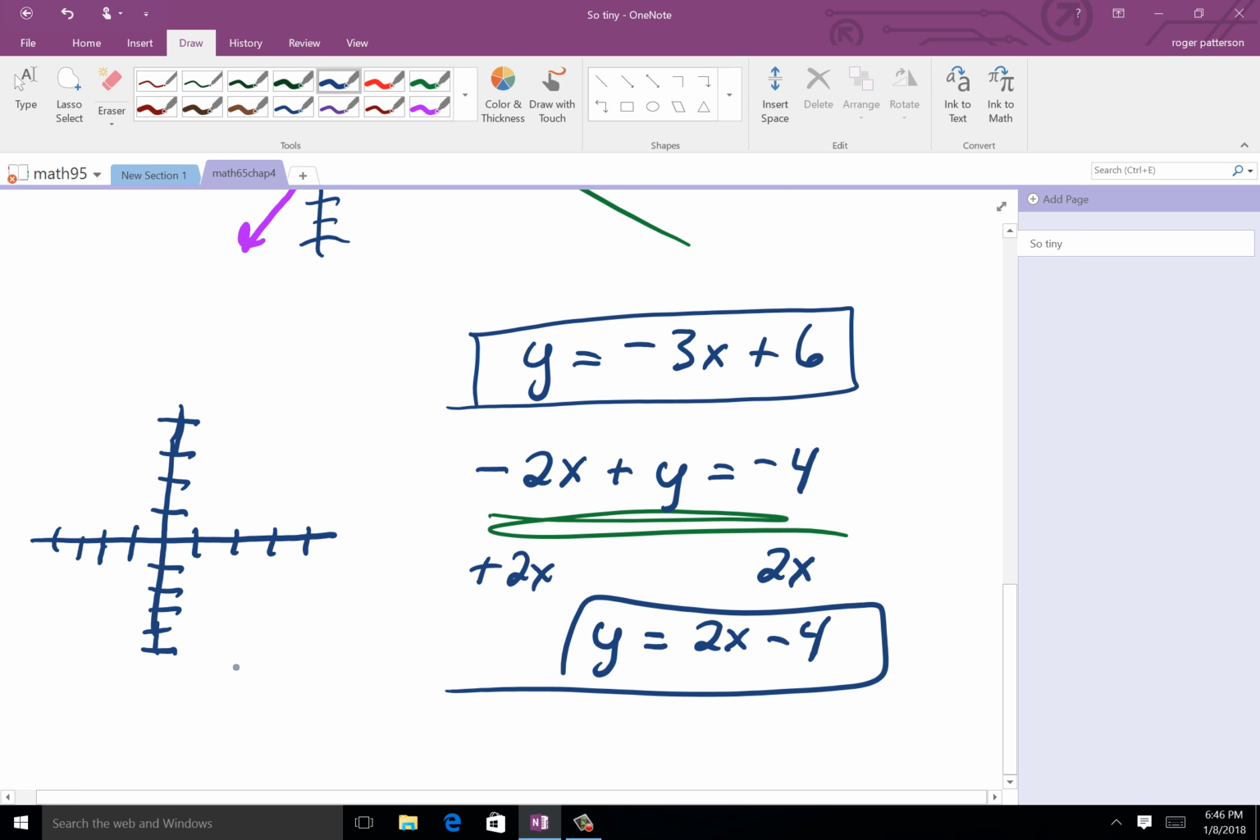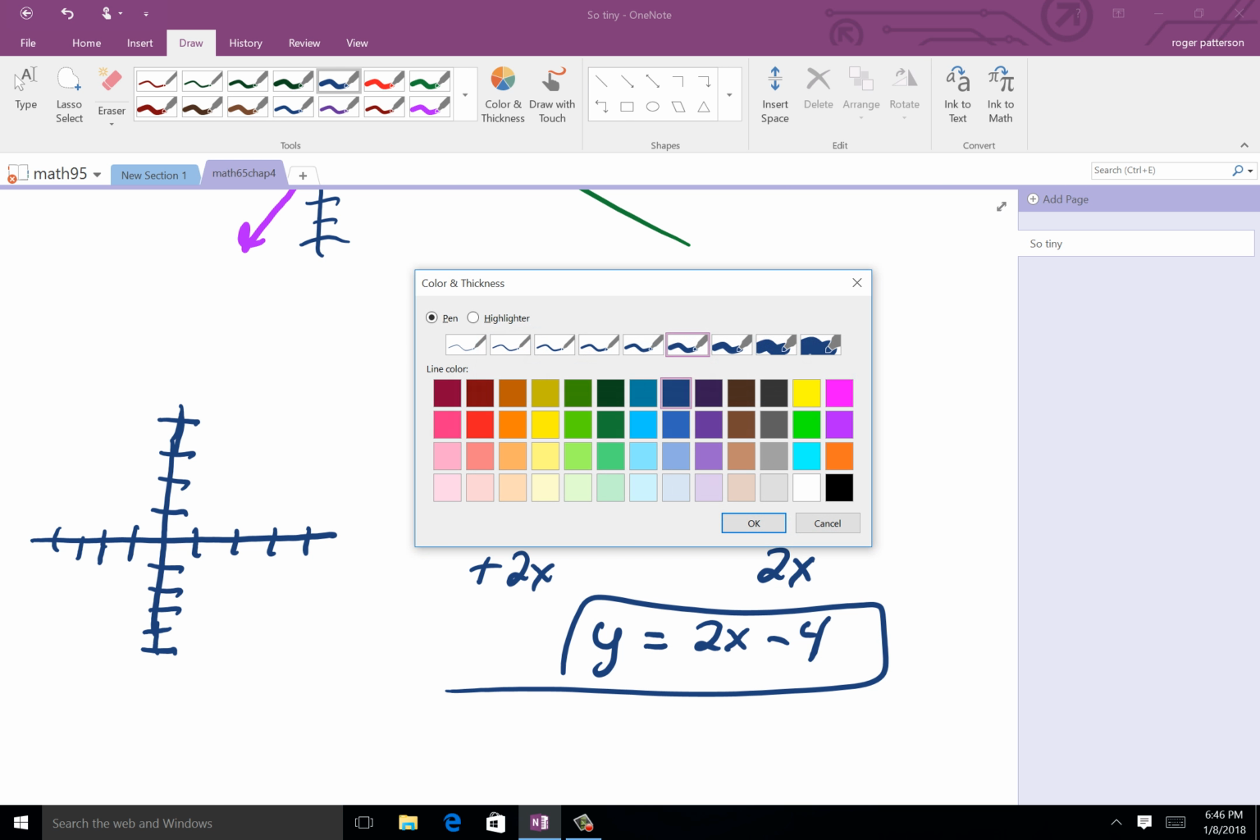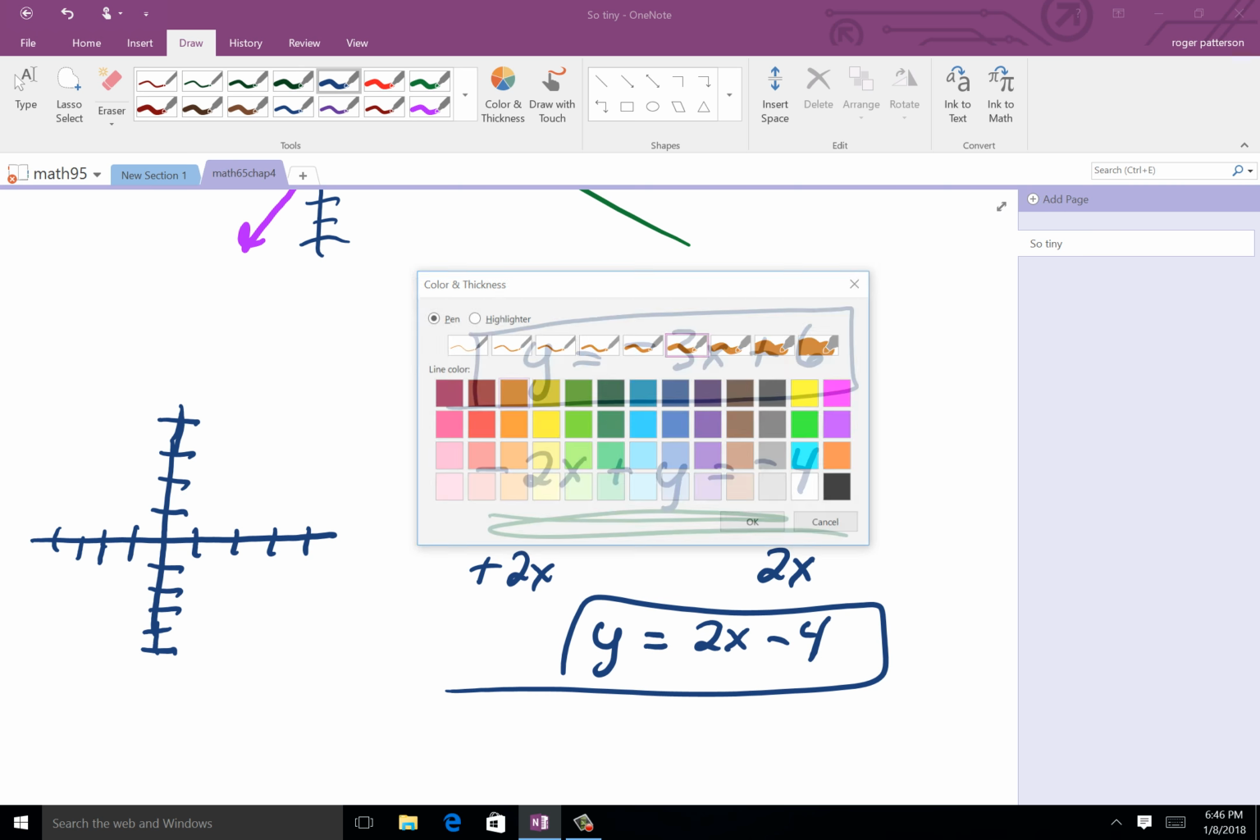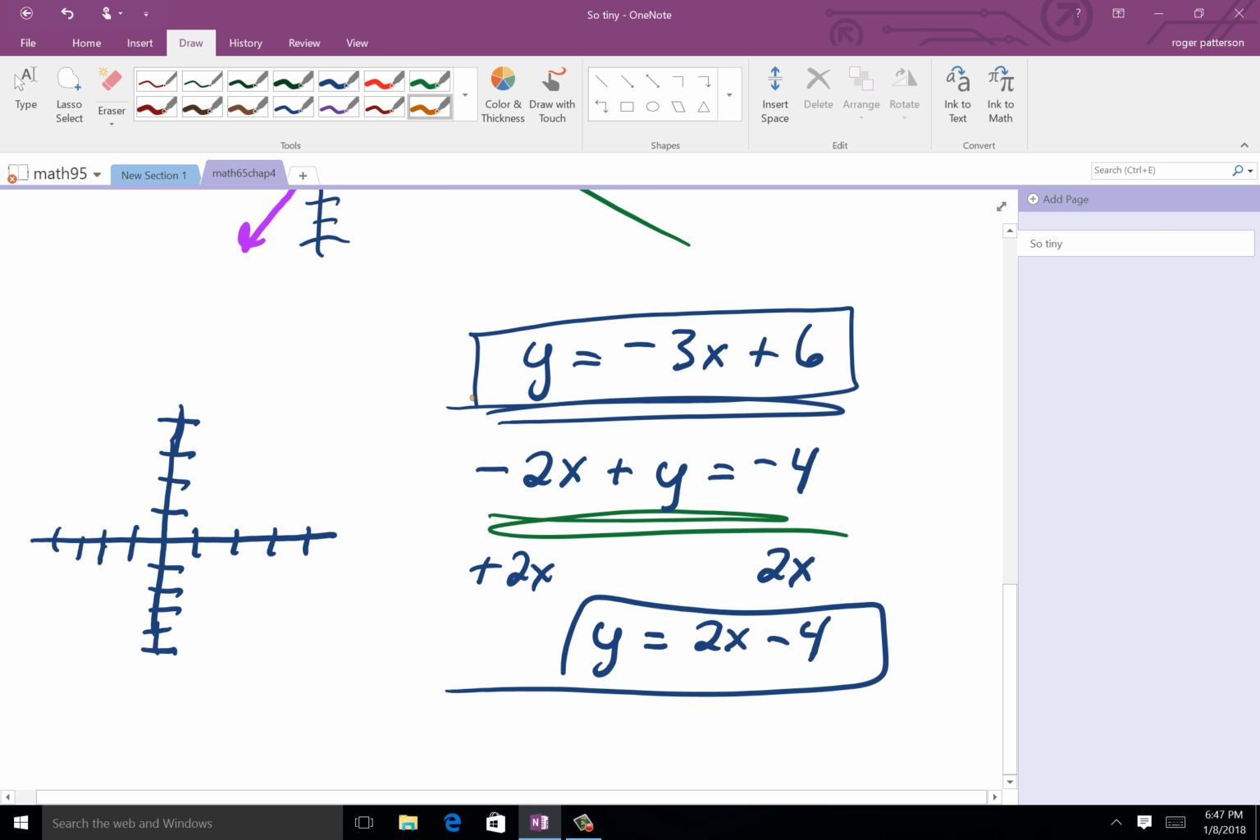So let's go ahead and graph this one. Let's see, I'll pick some orange for that. Oops, didn't get the orange right. There we go. Now I got orange. So, what's my y-intercept on this first one here? 6. 1, 2, 3. Notice I'm going to the y-axis. 1, 2, 3, 4, 5, 6.